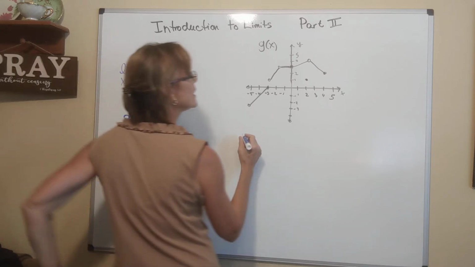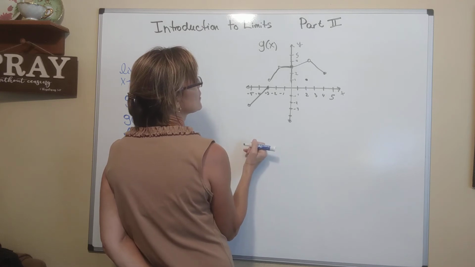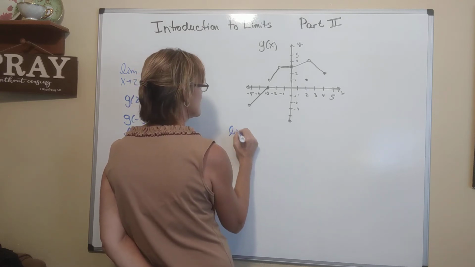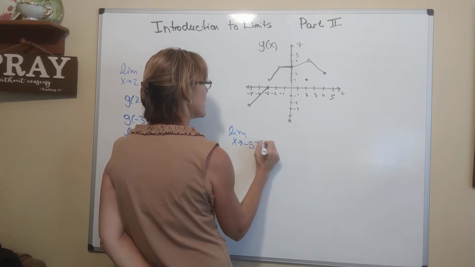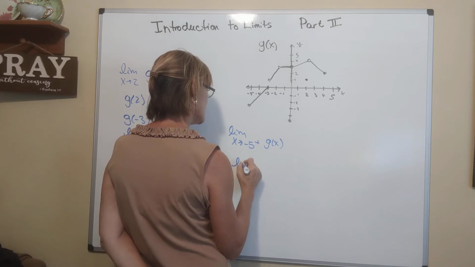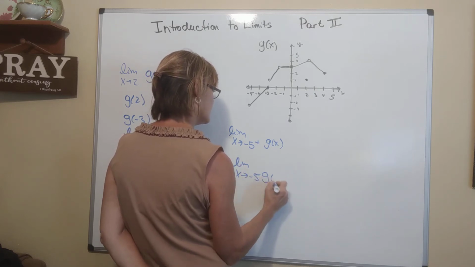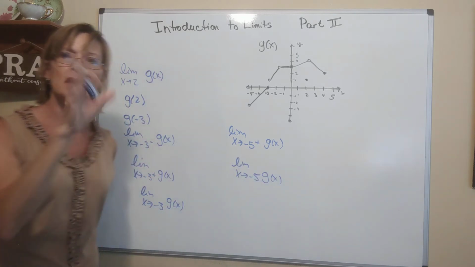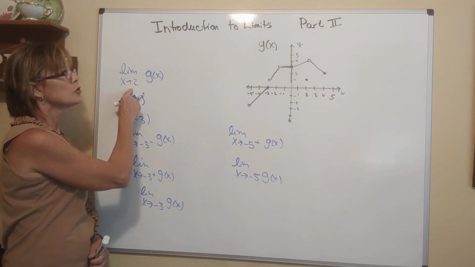Okay. What else do I want to ask? What is the limit as x approaches -5 from the right of g(x)? All right. What is the limit as x approaches -5 of g(x)? Okay, we'll just do a few more of these. I think you're probably getting it by now. The limit as x approaches 2 of g(x).